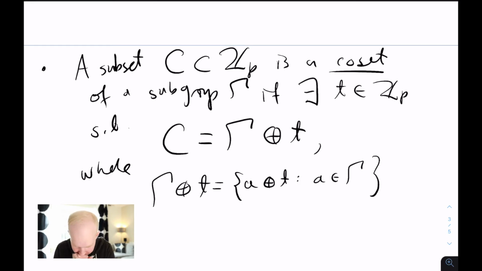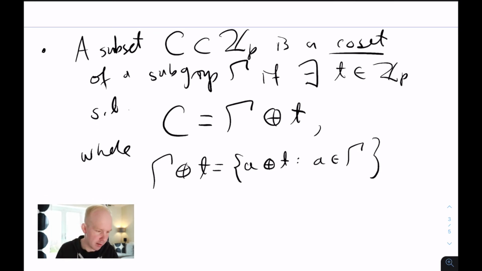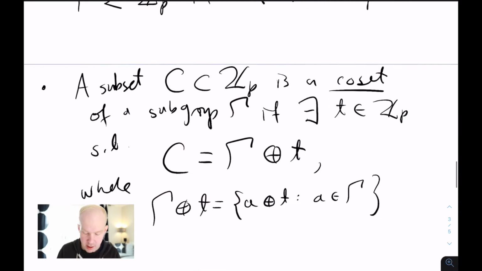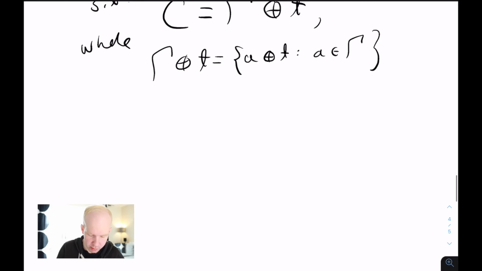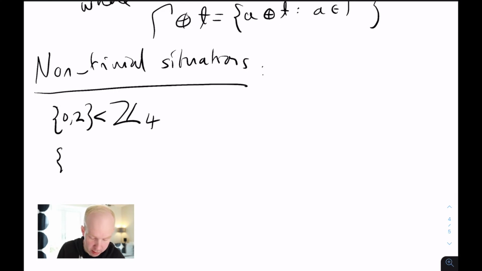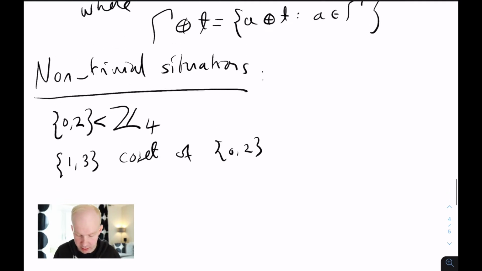Of course, if you remember, the group Z_B is actually very simple. The subgroups are usually given by singletons or unions of singletons. For example, when you have a prime number P, the only subgroups are the trivial subgroup or the whole group itself. But in some cases you can have non-trivial situations, like, let's say, Z_4. Here you could take {0, 2}, that's a subgroup, and then you could have a coset, say {1, 3}, which is a coset of {0, 2}, because you can add 1 to it.